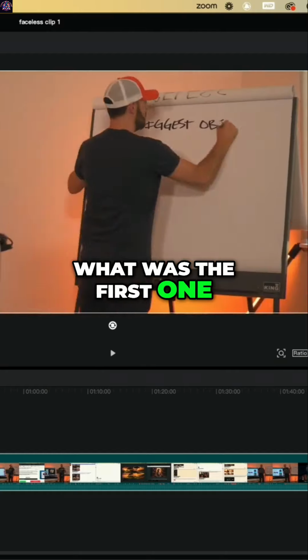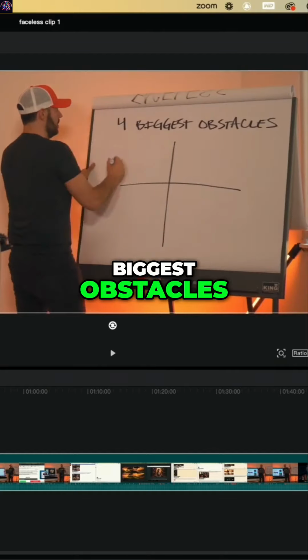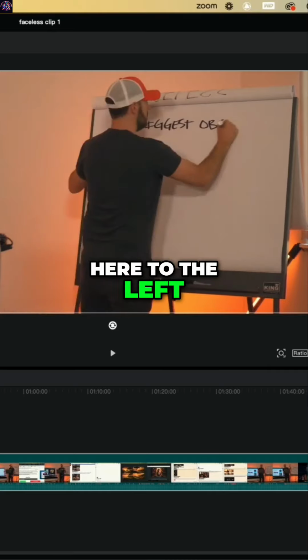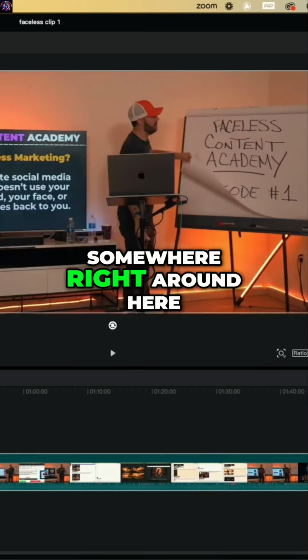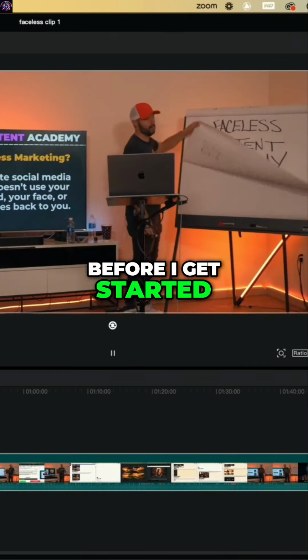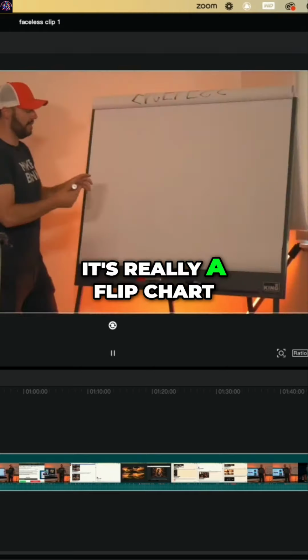Let's see, what was the first one? It was the 4 biggest obstacles. So what I'm doing is I'm scrubbing right here to the left. I'm moving my cursor to the left, somewhere right around here, before I get started. Always called a whiteboard. And then I'm going to play it. It's really a flip chart, right?